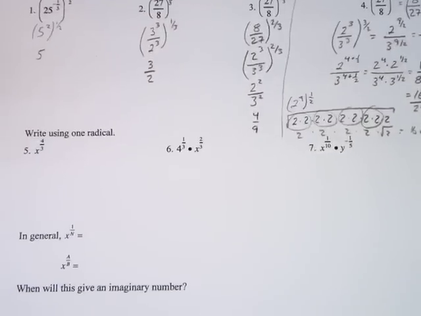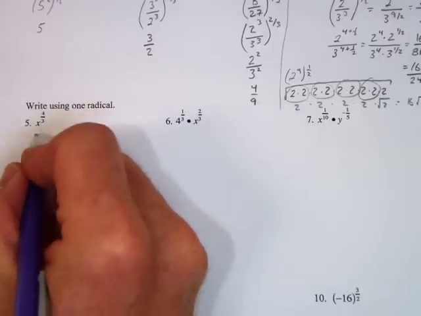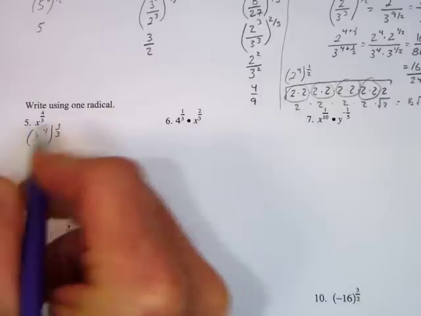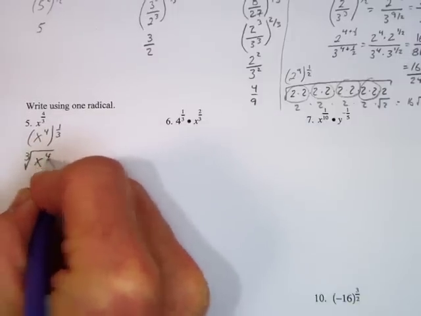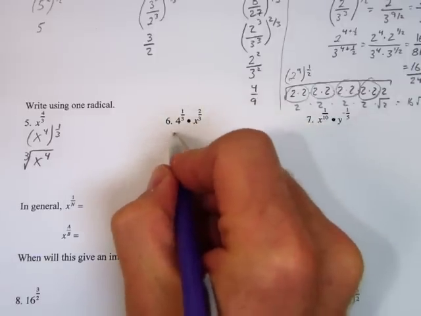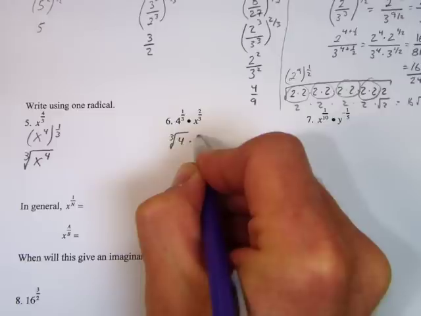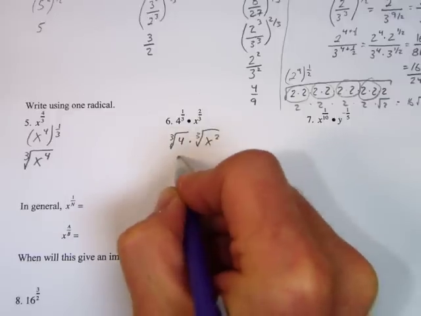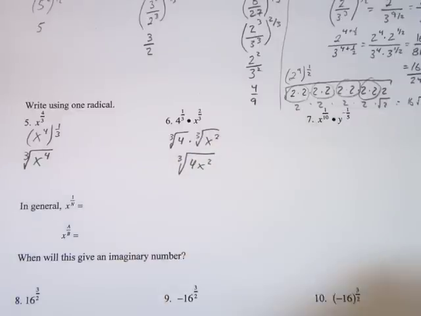Here's a review of radicals. x to the 4/3 can be written as x to the 4th to the 1/3, and 1/3 is a cube root, so it's the cube root of x to the 4th. Over here we have the cube root of 4 times the cube root of x squared, and so we'll get the cube root of 4x squared.